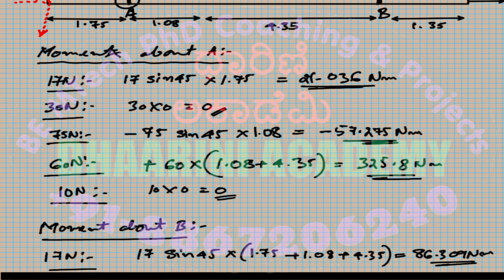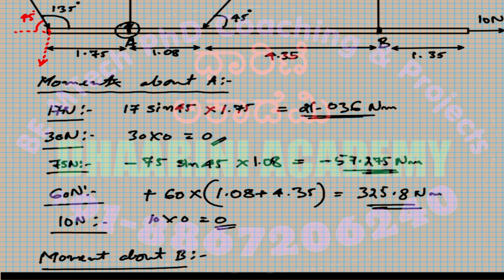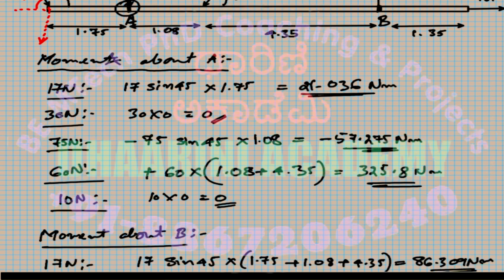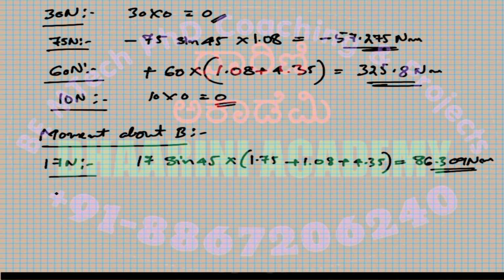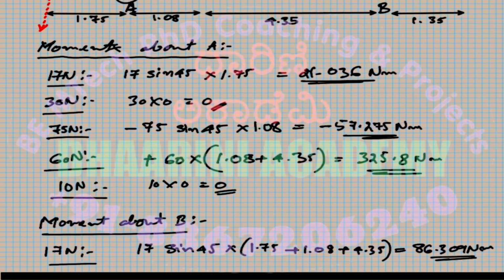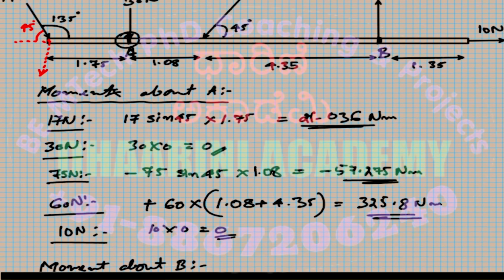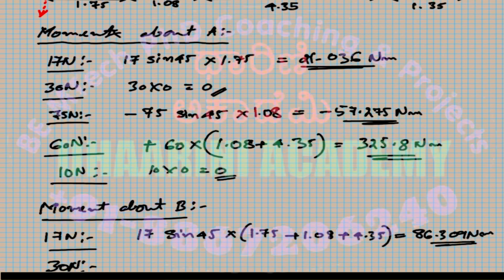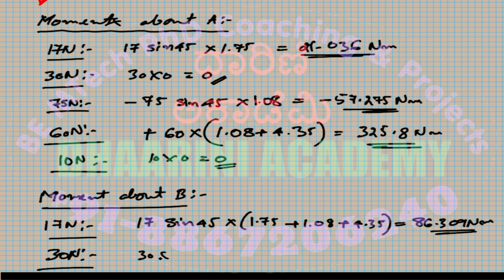So next one, I have the force that is 30 Newton. Previously with respect to A, it was 0. But now with respect to B, it is not 0 because it is not passing through B. For a 30 Newton force, you can calculate the moment by using the same formula, force into distance. And the distance you are going to write will be to the left, that is 1.08 and 4.35. So 30 Newton is the force into 1.08 plus 4.35. Now I just have to decide whether it is positive or negative.